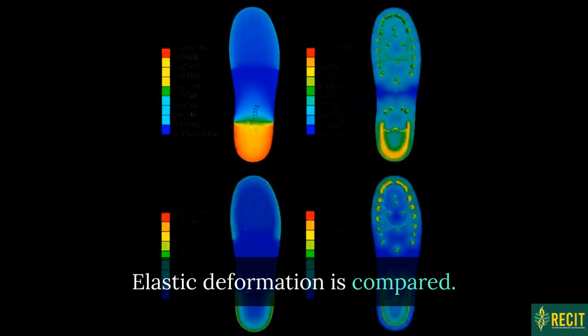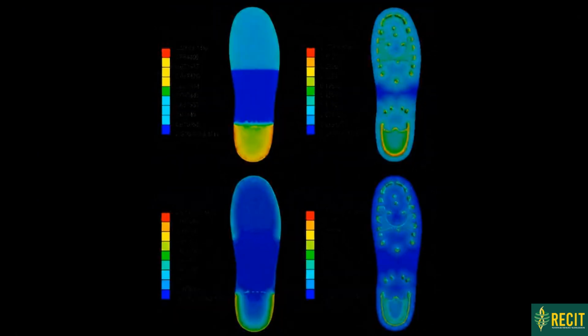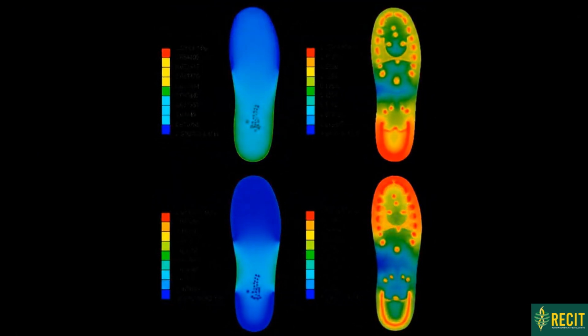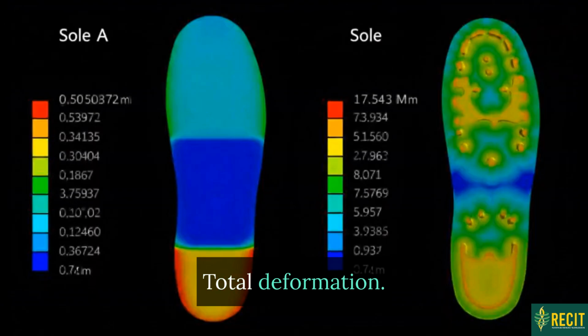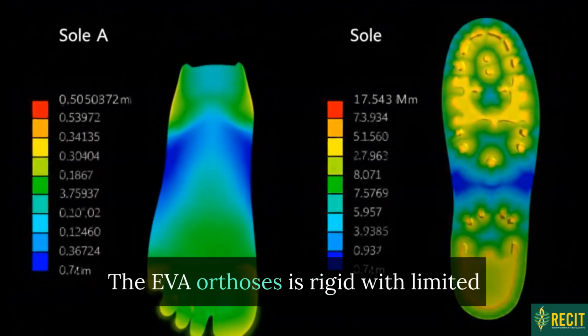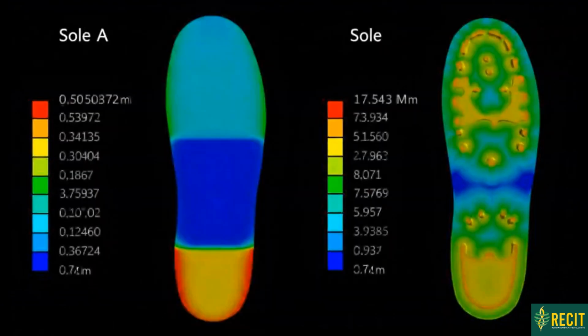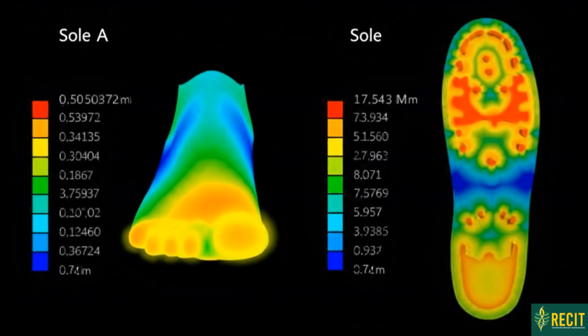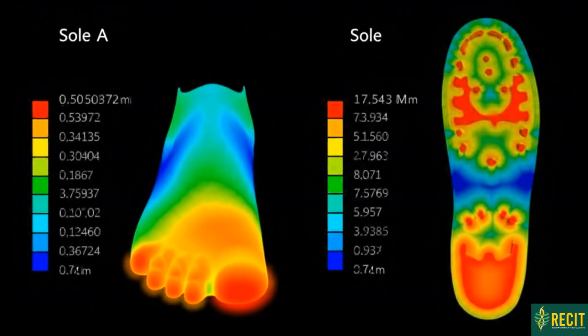Elastic deformation is compared. The generative design shows a homogeneous distribution in its trabecular structures, operating within the elastic regime of TPU. Total deformation. The EVA orthosis is rigid with limited displacement. The generative design is more deformable and efficiently distributes the load through the geometry.